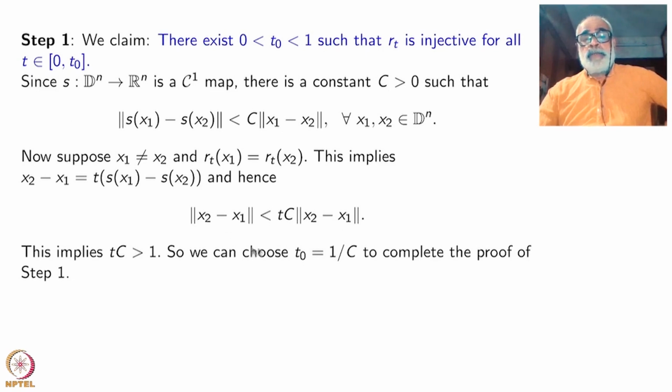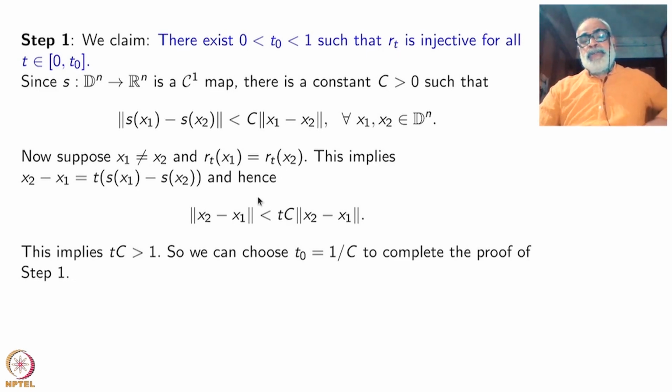But then these two numbers are the same here, and x1 is not equal to x2. This is a non-zero number. The non-zero number is less than or equal to some number times the same number, which means this must be bigger than 1. Once it's bigger than 1, I can choose 1 by c as t naught, and then for t less than t naught, we will never have this. That's all.